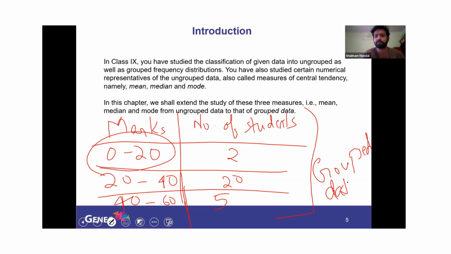Any doubts about the difference between group data and ungrouped data? This example is fairly simple to understand. For ungrouped data, I'll give you all the 40 students' marks separately.